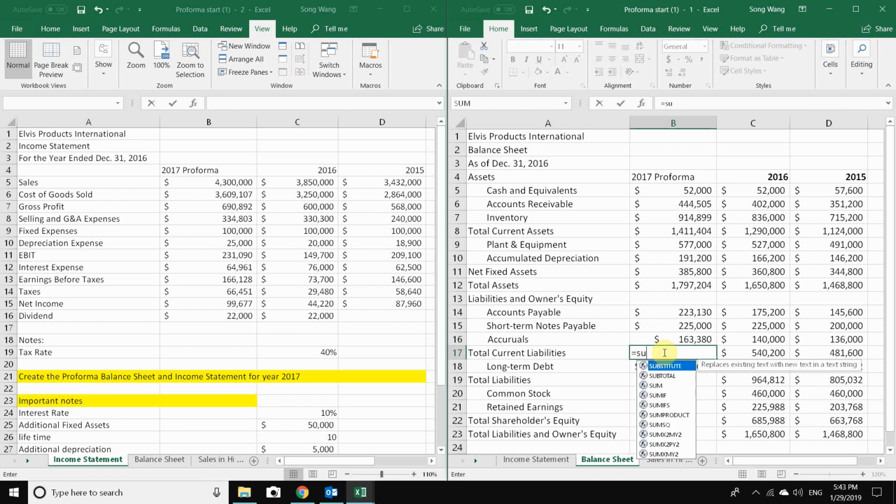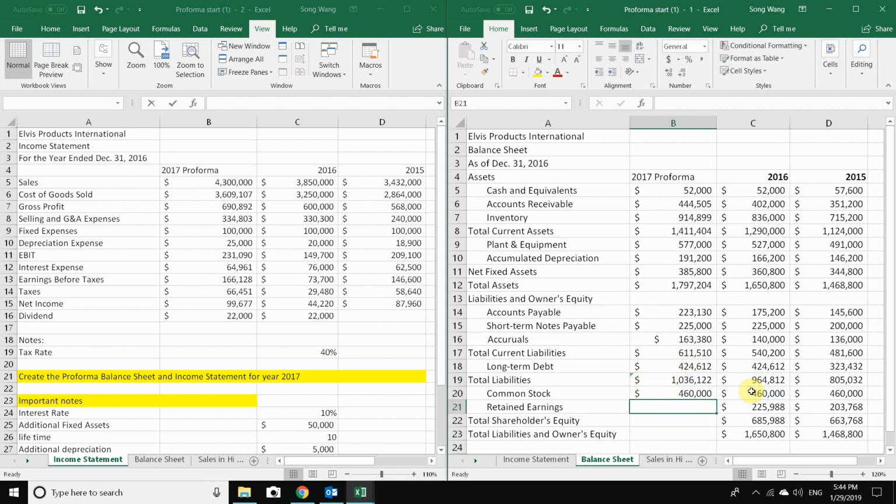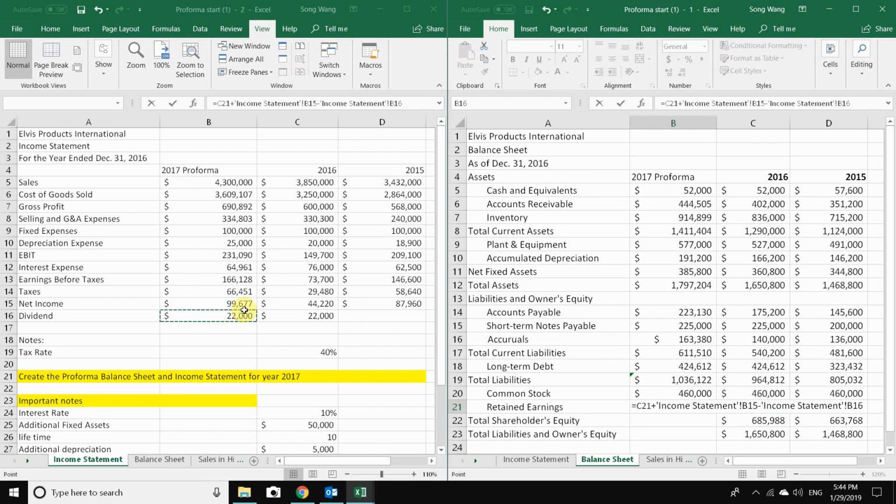And then the total current liabilities would be a summation of all three. Okay. And then the total liabilities would be the total current plus the long-term liability. All right. And the common stock stays the same. Retained earnings is the retained earnings last year plus the net income this year minus dividends this year.